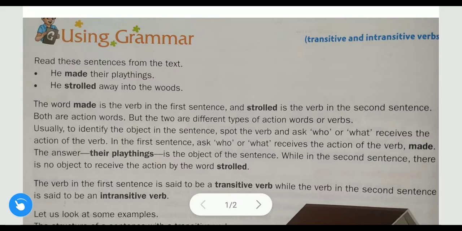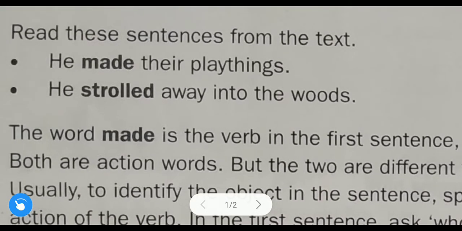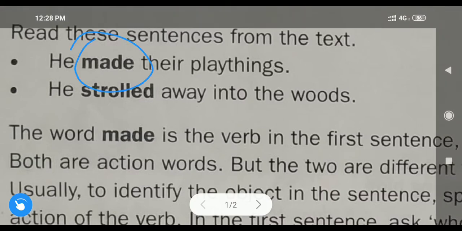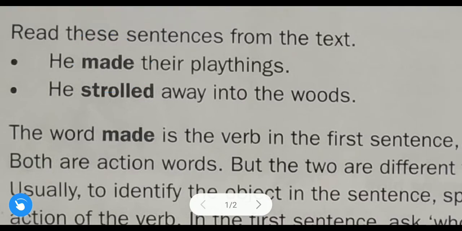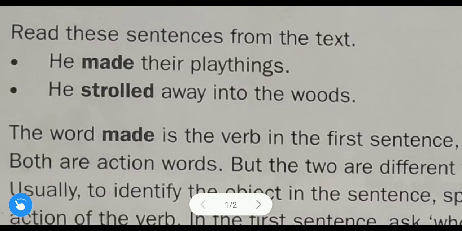Here two examples are given, two sentences. We will discuss what the object, the verb and the subject are in those sentences. The first sentence is: He made their playthings. What is the subject in this sentence? He is the subject and made is the verb. Now let us discuss the second example: He strolled away into the woods. In this sentence he is the subject and strolled is the verb.